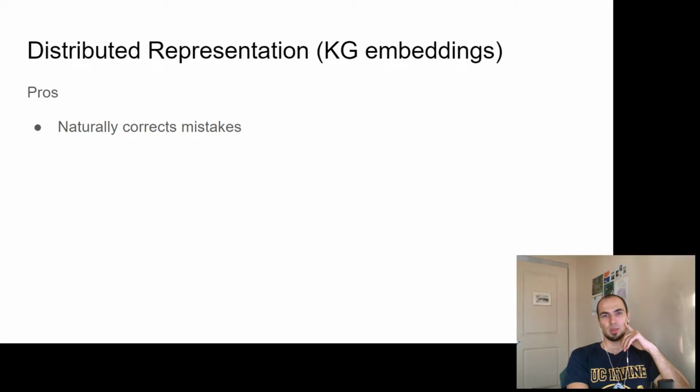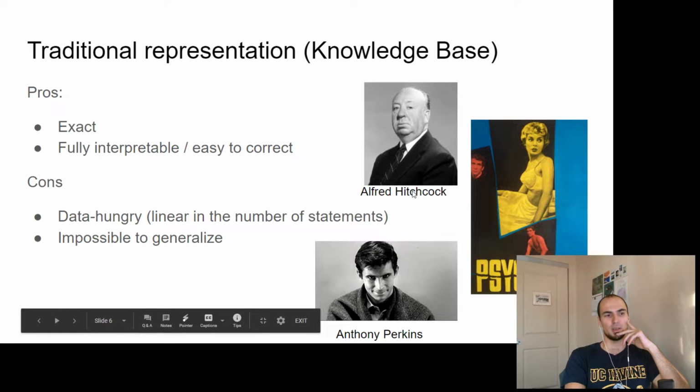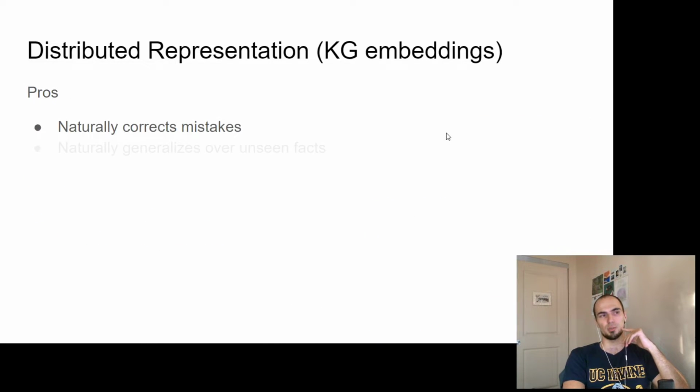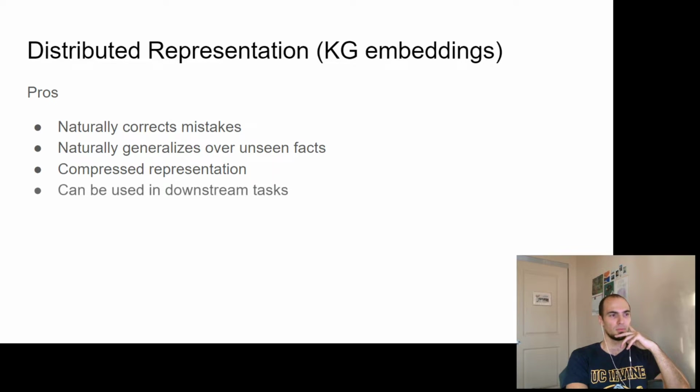So they naturally correct mistakes, and moreover, they naturally generalize. While the regular database would not add this link between Alfred Hitchcock and Anthony Perkins based on those other links, the distributed representation we're speaking about can actually manage to add this link even though it may be absent in the database. The representation is also compressed. It is linear in the number of entities, but it doesn't grow as we add more and more facts, which is really nice, because if we were speaking about huge databases, it actually can be beneficial.